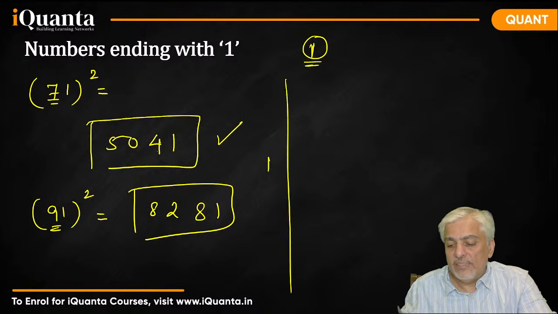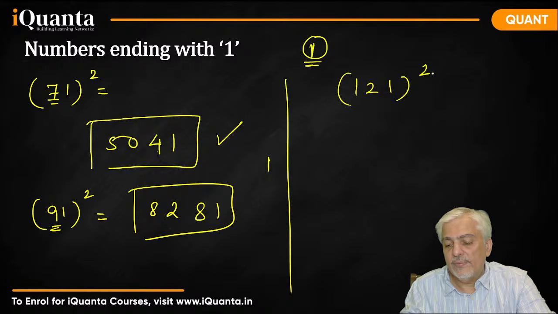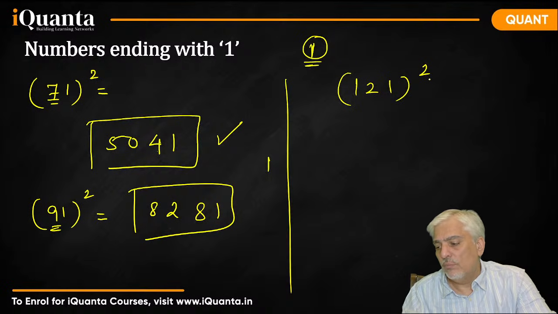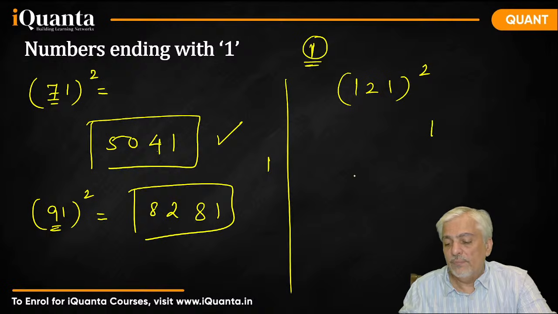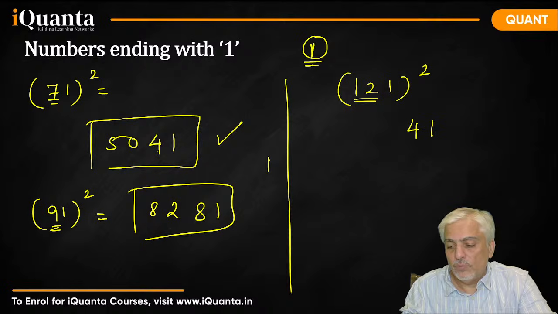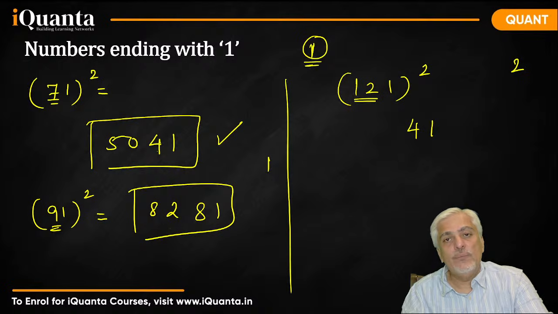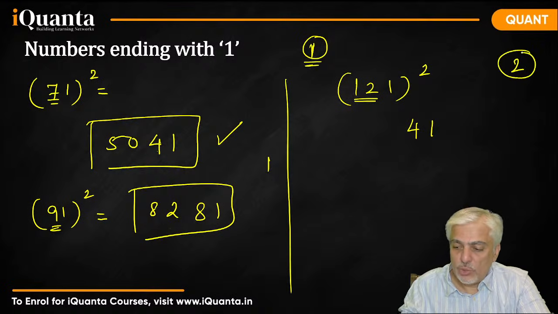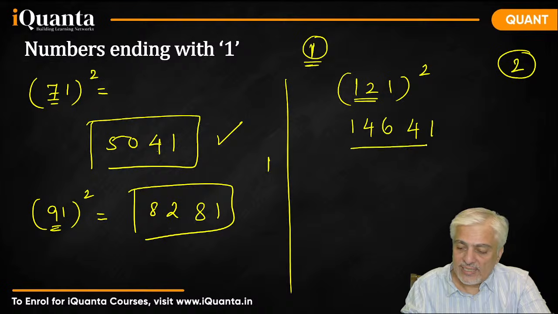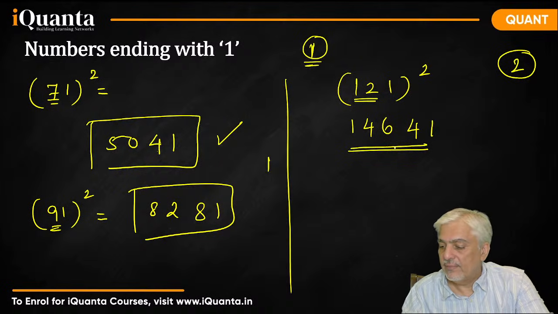Can I do, using this method, 121 ka square? Maybe I can do, if you pay attention. What is 121 ka square? 1 will come. What is double of 12? Double of 12 is 24. So 2 carry over. What is square of 12? 144. 144 plus 2, 146.